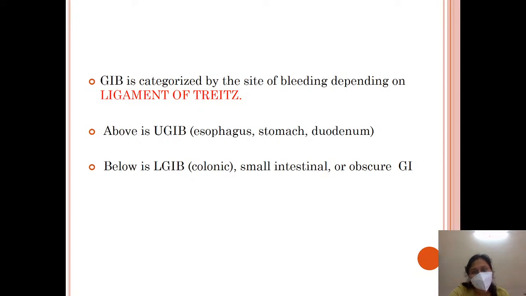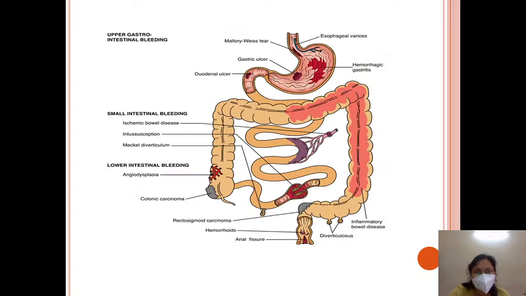Gastrointestinal bleeding is characterized by the site of bleeding relative to the ligament of Treitz. Above that ligament, it is called upper GI bleeding, from the esophagus, stomach, and duodenum. Below the ligament of Treitz, it is lower GI bleeding, which is from the colon, small intestine, or obscure GI bleeding.